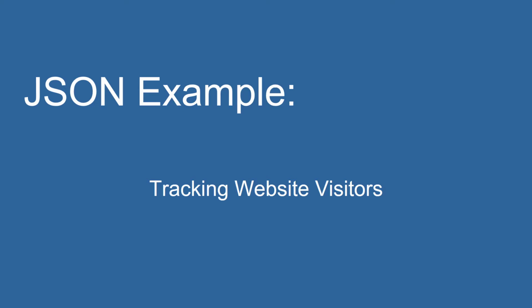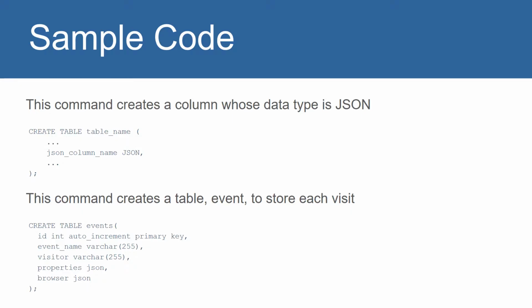Now we'll talk about an example where we create a JSON column in a table, and this one in specific is tracking website visitors. So this first part is just the overall structure of creating a JSON column. As you can see, we're creating a table, and we have different code above and below as needed. And for the column where we want the type to be JSON, we'll have the column name, and then next to it, JSON as the type. So if we look at the second part here, we're creating a table called events where we have some standard attributes, and the last two attributes are JSON type, properties and browser.